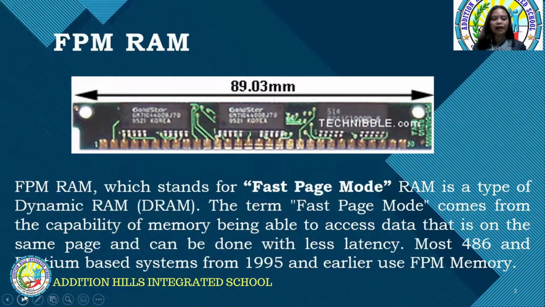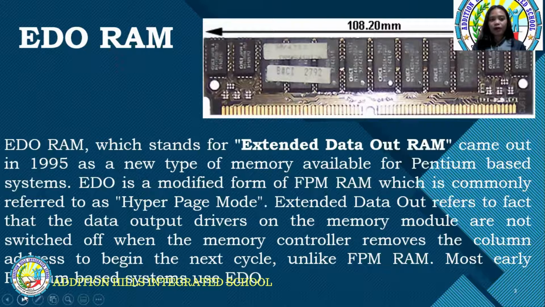Next is the EDO RAM, which stands for Extended Data Out RAM, came out in 1995 as a new type of memory available for Pentium-based systems. EDO is a modified form of FPM RAM, which is commonly referred to as hyper page mode. So, yung FPM RAM, ito yung lumang type, and then yung na-modified or mas na-upgrade na type ng RAM, ito naman yung EDO RAM. And it is referred to as hyper page mode.